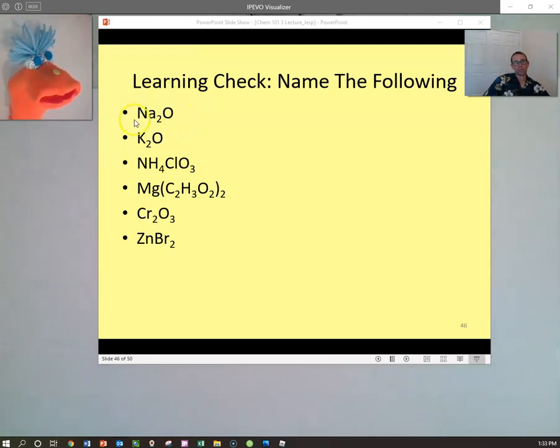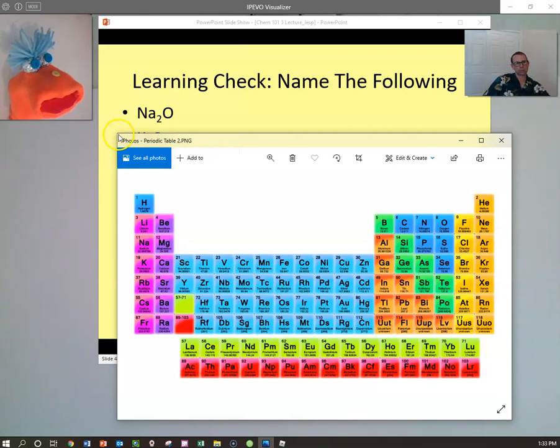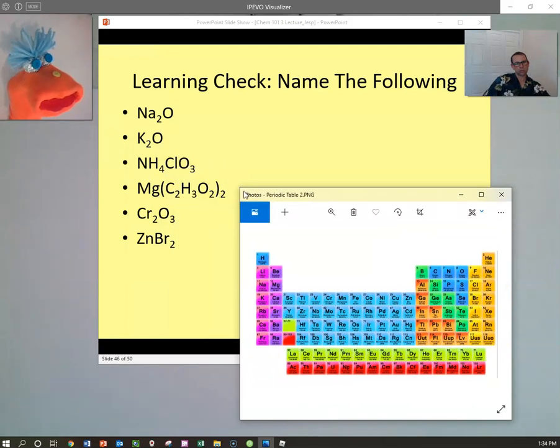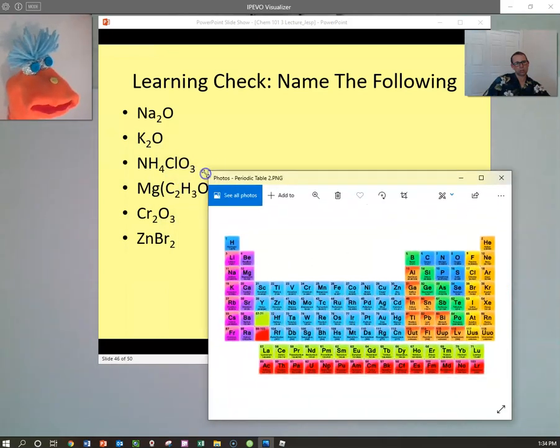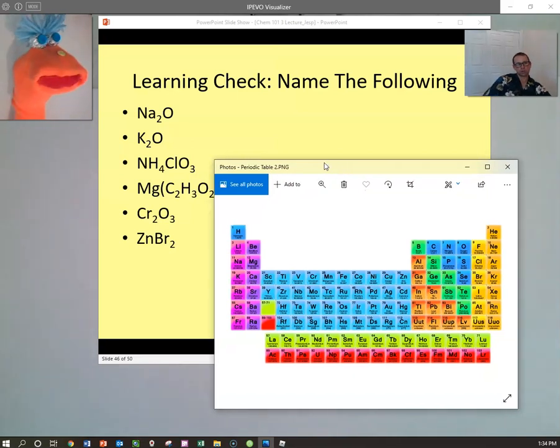What is the name of this compound here? Can you give me the periodic table? Yeah, there we go. Okay, so that's a sodium ion with an oxide ion. They're both representative elements. It's an ionic compound, so I think I could just call it sodium oxide.